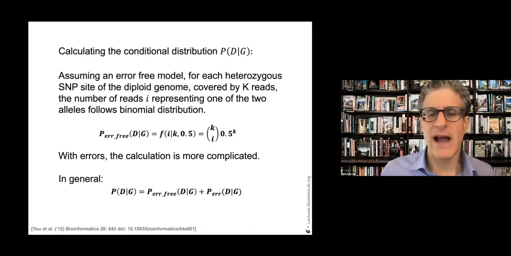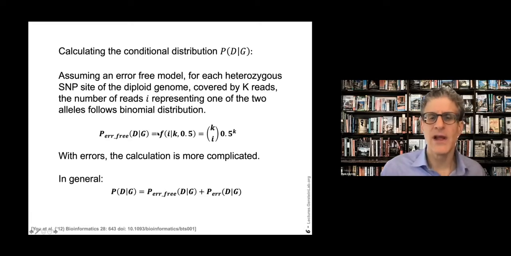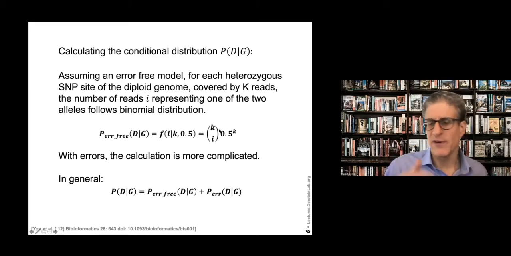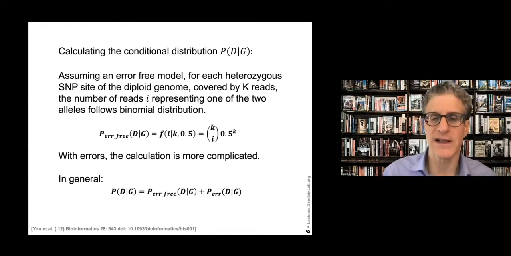Now, if we think about this in a very simple, error-free situation, we might imagine that if we have a heterozygous SNP, its probability of generating the alternate allele is a half. So we would get a simple binomial estimate of how often we would see 5 out of 10, 4 out of 10, and so forth. And this would essentially give us our probability of having a heterozygous SNP at that position, or, I guess, of having a homozygous SNP as well.